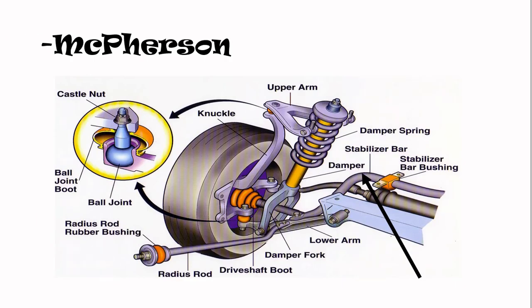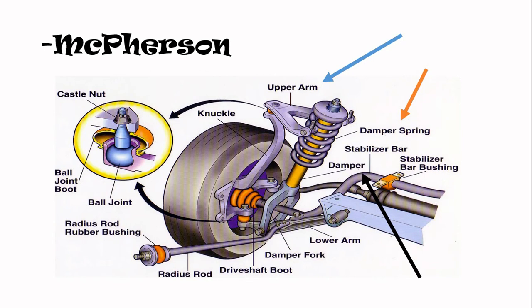We'll talk about the McPherson, which is one of the two suspensions we're going to discuss, and these are some of the parts we're going to explain. The upper arm. The upper arm is the part that allows the spring and the knuckle to be together and to act as a single system. It's attached to the spring and supports the damper and the spring.